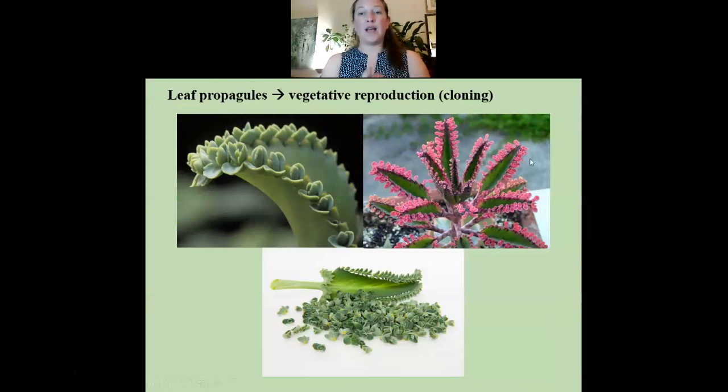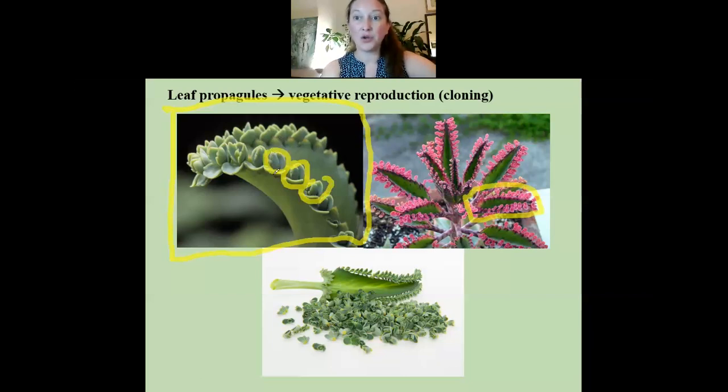And sometimes leaves help the plant make more of itself via cloning. So this is a plant that's called Mother of 1,000 Devils, believe it or not. And each of these, so this is a leaf, this is a close-up of a leaf here. Here's one leaf here. And on the edges of these leaves are these little, what we call propagules, leaf propagules. And each of these things is actually a new plant.